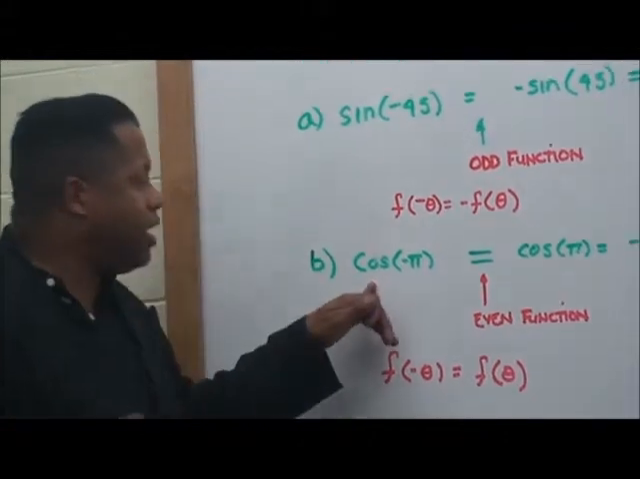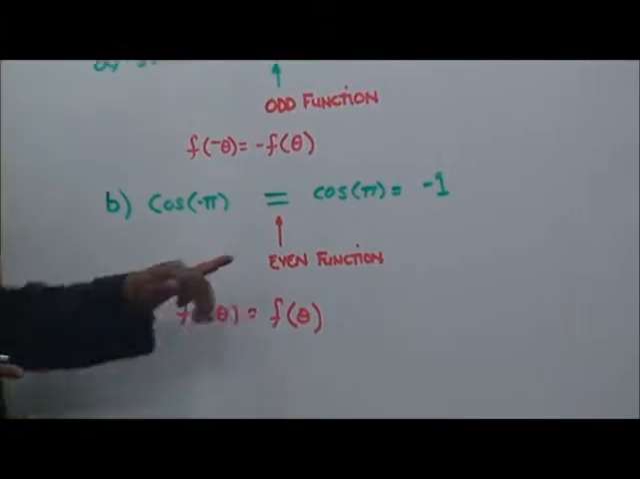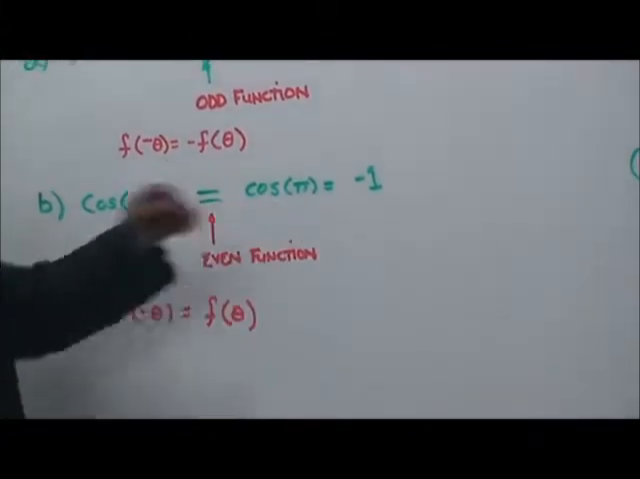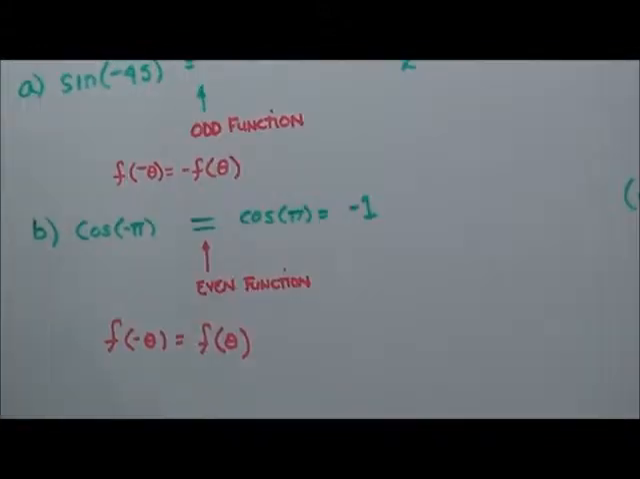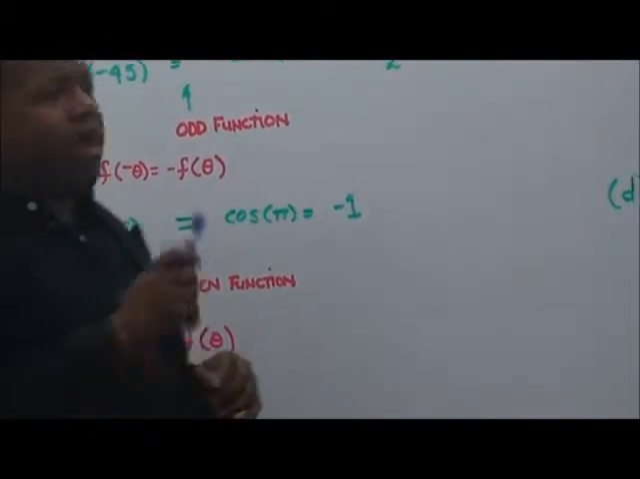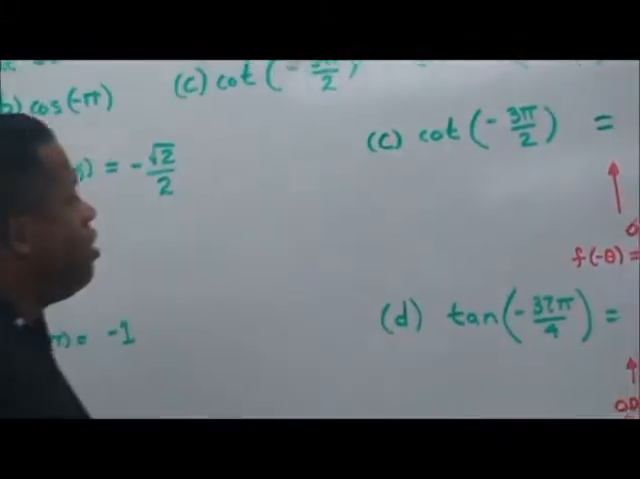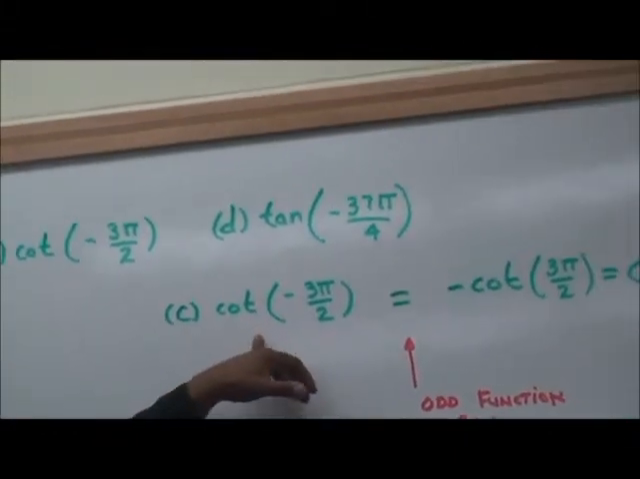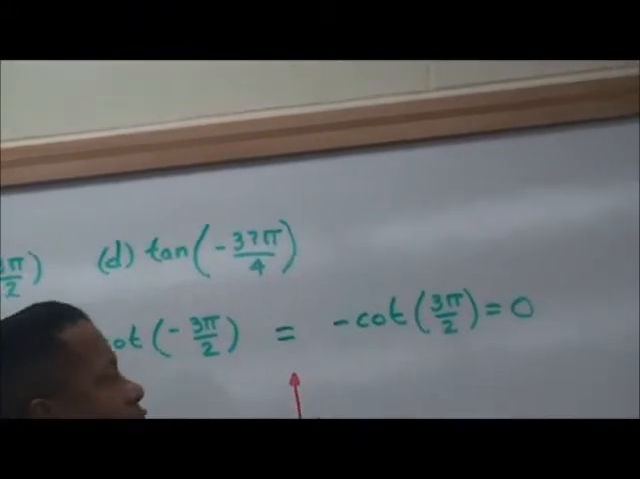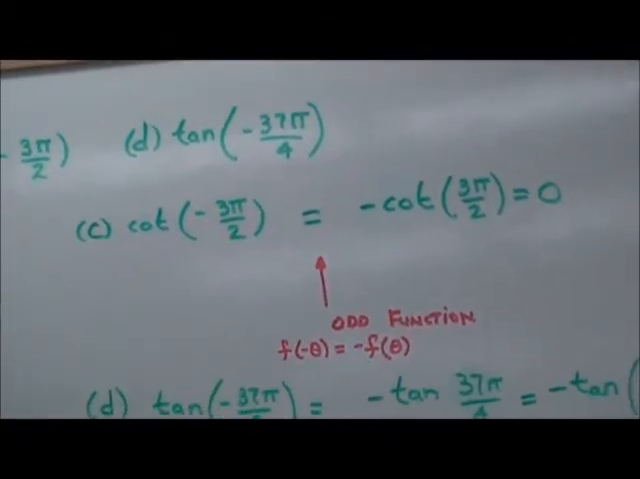Going to B, this is different, because this is an even function. When you plug in the original function, cosine pi, its exact value is negative 1. We're going to revisit something in just a second. Let's go to cotangent. Cotangent negative 3 pi over 2 is equal to negative cotangent 3 pi over 2, which is also equal to 0. And this is an odd function.